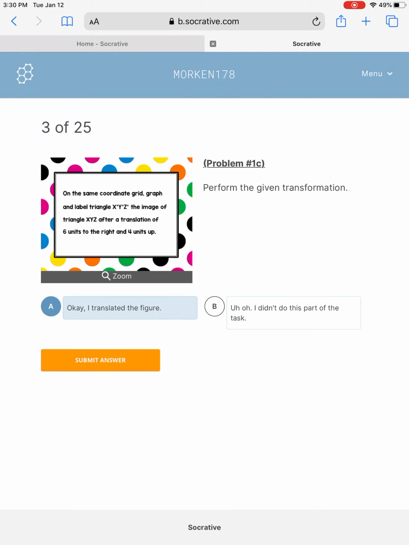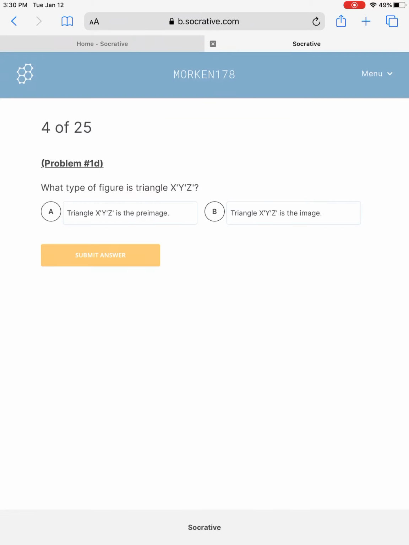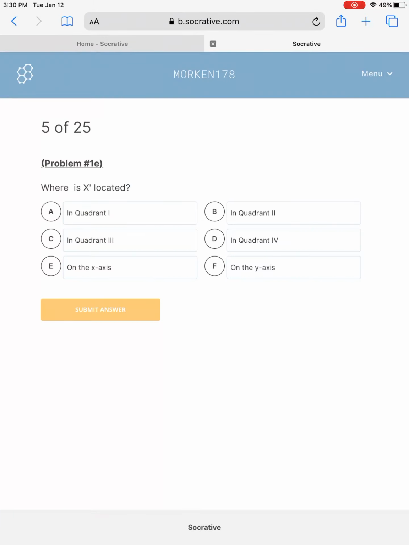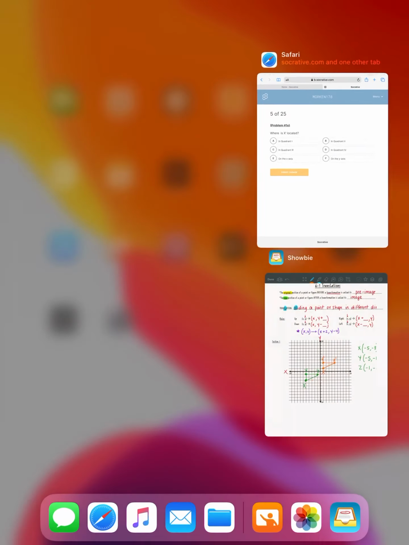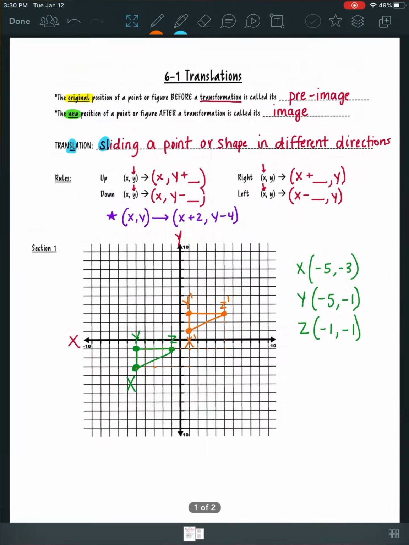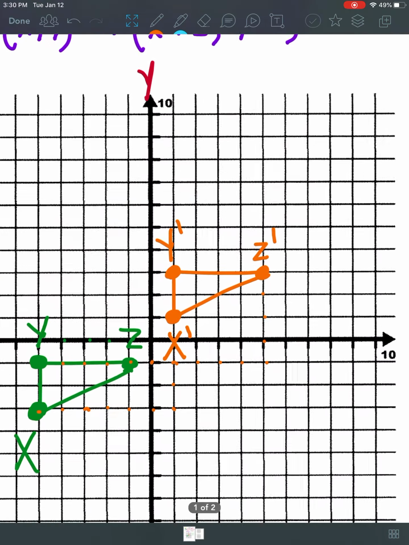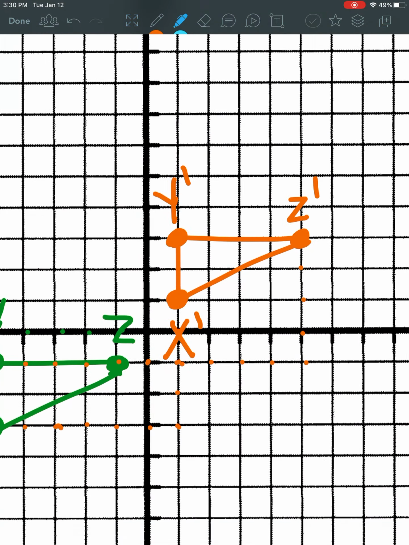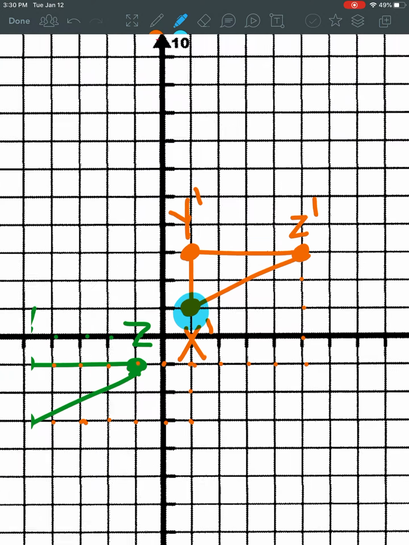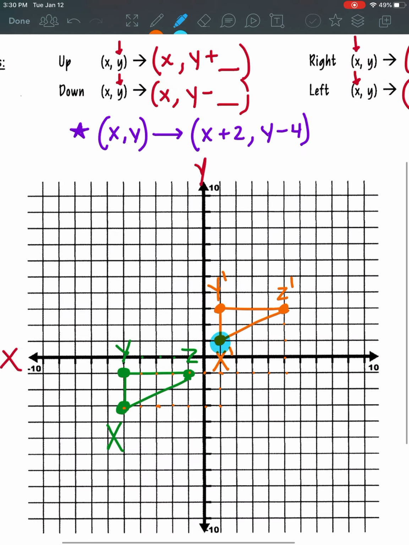So again, once you do that, I translated the figure. Now, what type of figure is this? Notice how it's labeled triangle X apostrophe, Y apostrophe, Z apostrophe. So this is the new shape. This is what we call the image. Okay, now you want to look at where is X prime, and we actually call that, with that little apostrophe, X prime. So we're looking at X prime.